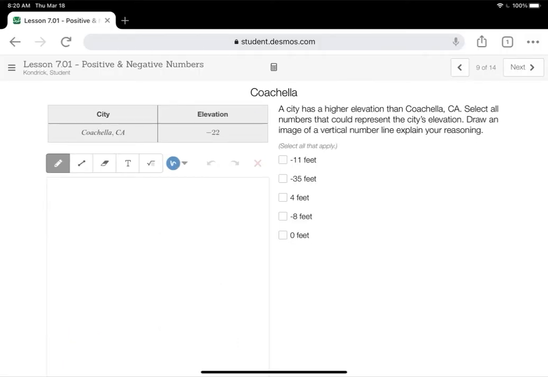A city has a higher elevation than Coachella, California. Select all the numbers that could represent that city. Draw an image of a vertical number line to explain your reasoning. Before you find this out, go ahead and pause the video so that you can see if you can find all of those correct numbers.